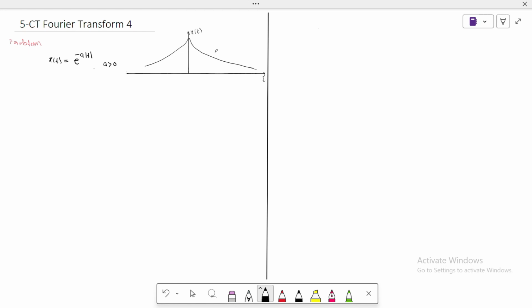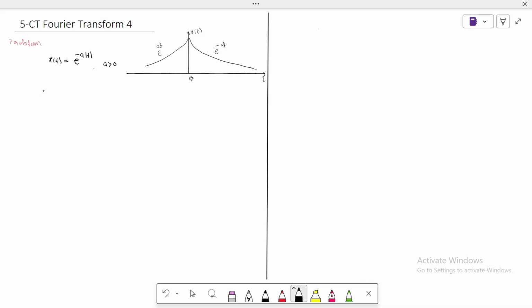So this is e power minus at, and this is e power at. For the negative side, e power at is a decay, and for the positive side, e power minus at is the decay signal. So that is about the time domain.